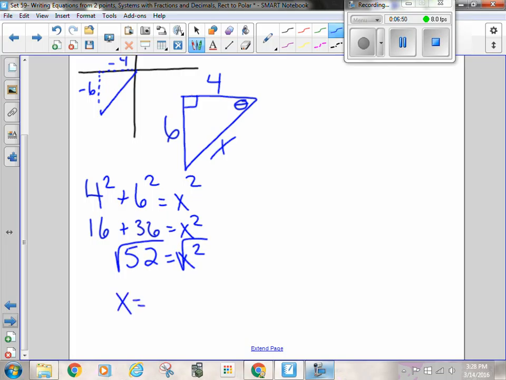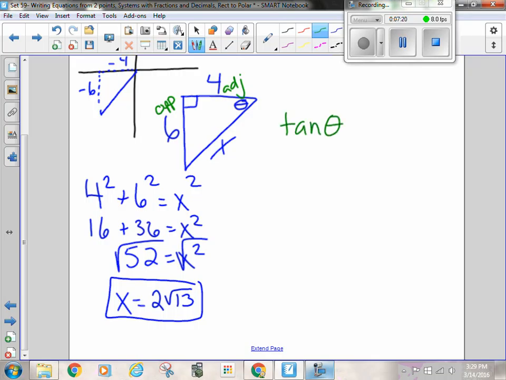X equals, I can take out a 4, and that'll be times 13. So the square root of 4, I get a 2 on the outside and a 13 underneath. Okay, so we found part of it. This is going to be our outside part. Now we need to come up with our theta. Now we have the adjacent and we have the opposite. So what trig function uses opposite and adjacent? That's my tangent. Tangent of theta equals opposite over adjacent.